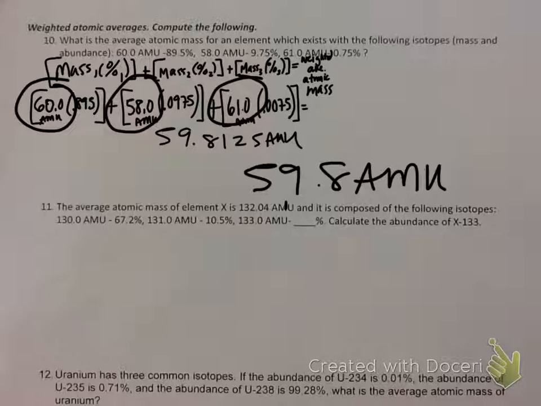That's it. The next one is one where you are calculating for the abundance of an isotope. I would actually suggest that you do 12 and 13 first and then come back to 11 because 11 is a little bit trickier.